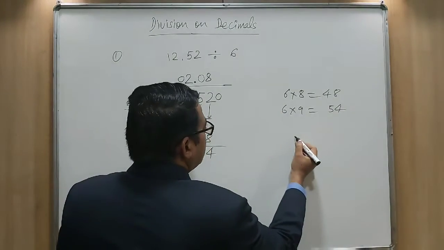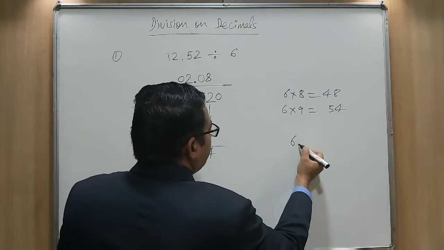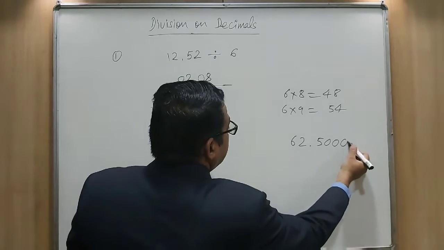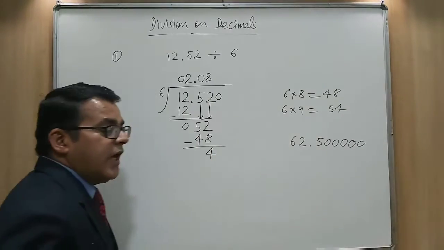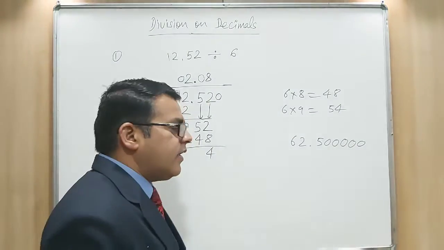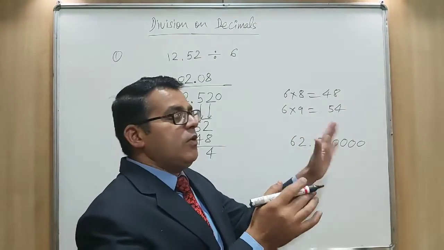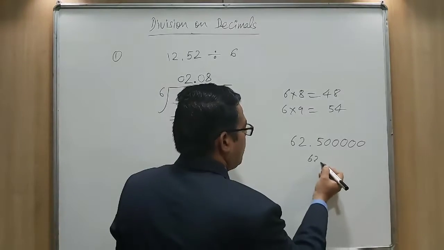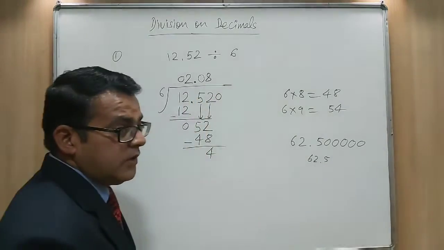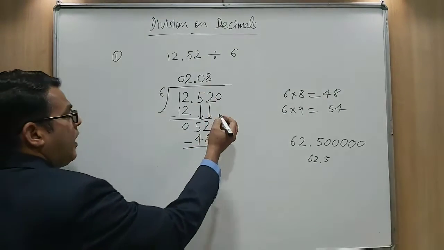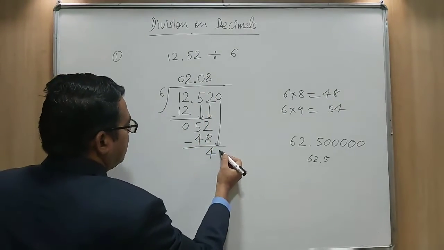Since we know that after the decimal point, we can add as many zeros as we want. So you can add so many zeros there. The zeros are valueless. The value of this one is 62.5 only. So we can add 0 here on our own. Now we can shift this 0 here.